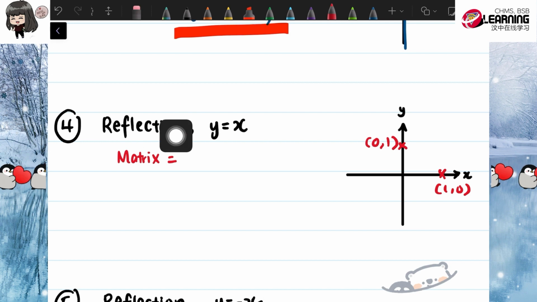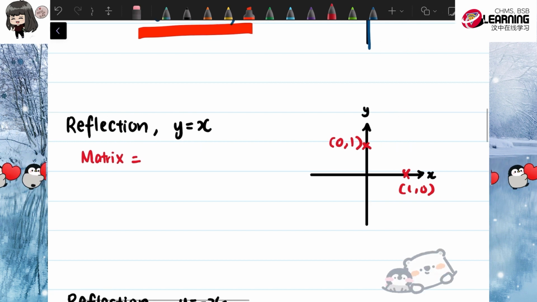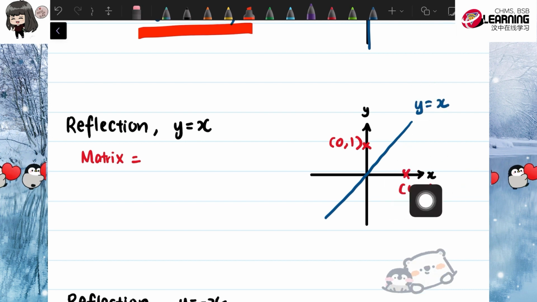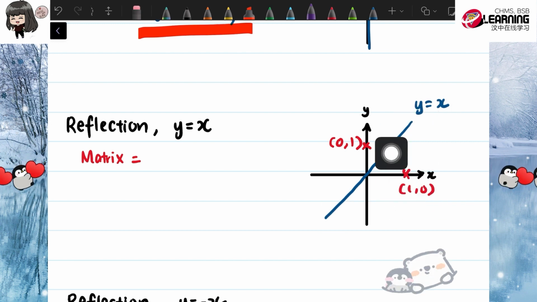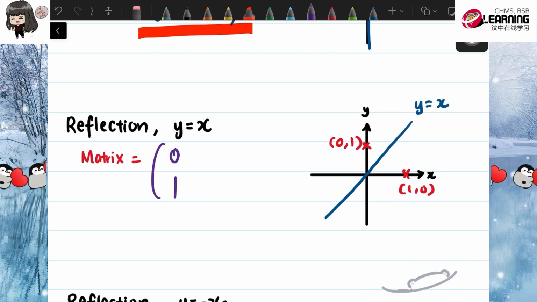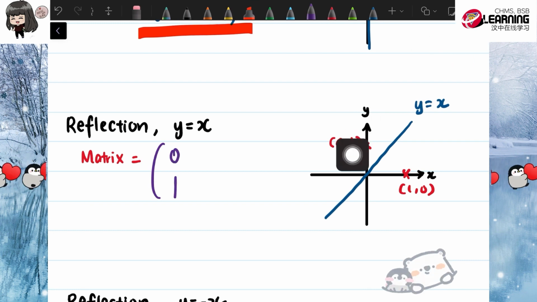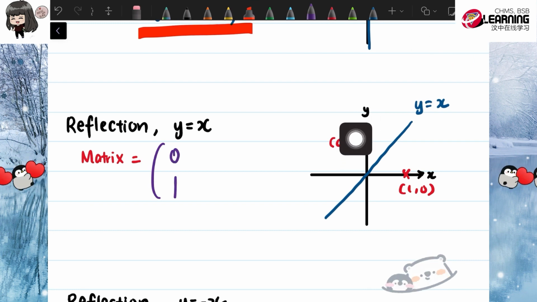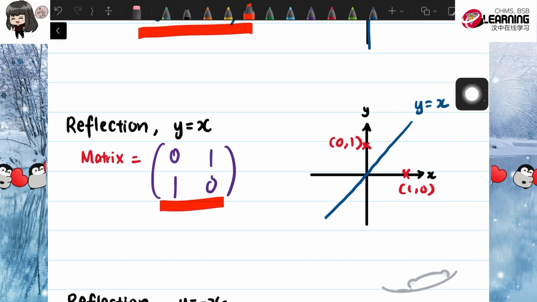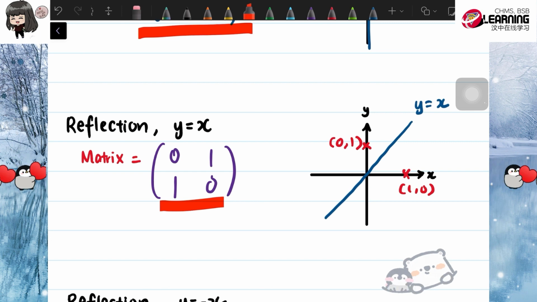Okay, reflection under y equals x. The y equals x line is here. First we reflect the point (1, 0) under this line. (1, 0) will go to (0, 1), and (0, 1) will go to (1, 0). So this is your reflection in y equals x.